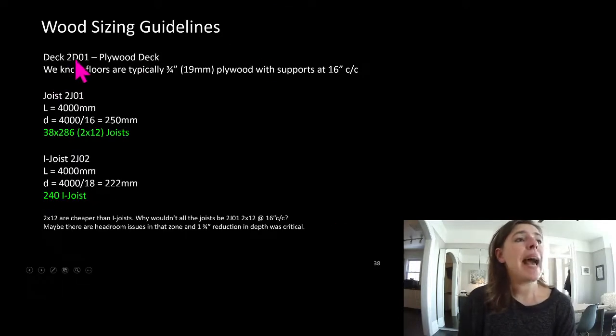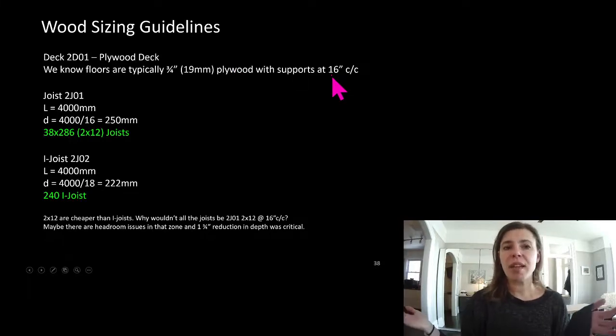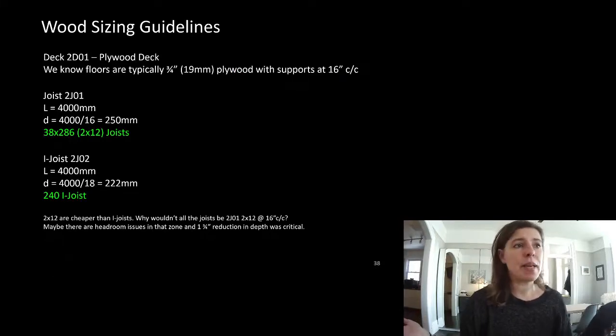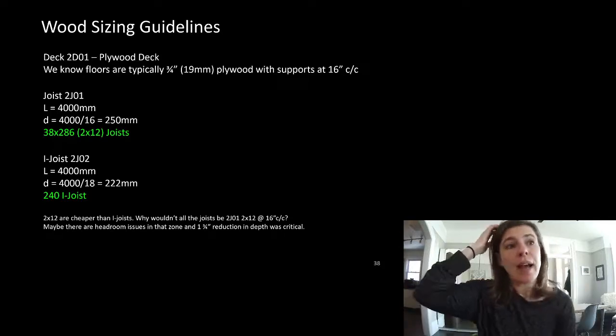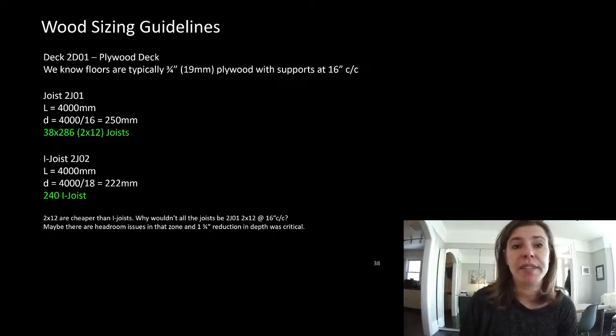So deck, 2D01 plywood deck. Well, we know floors are typically 3/4 inch or 19 millimeters plywood with supports at 16 inches center to center. Great. So our deck is going to be, for our preliminary drawing set, 3/4 inch plywood with supports at 16 inches center to center. Step one done.